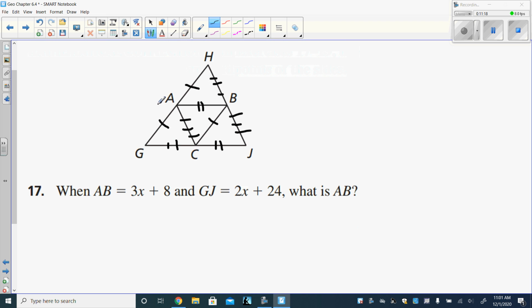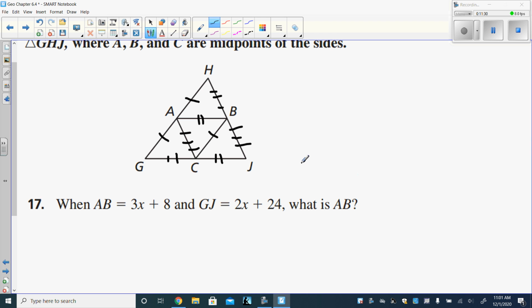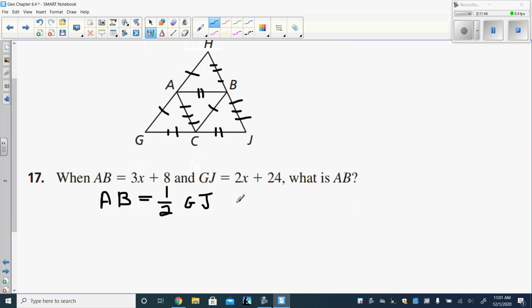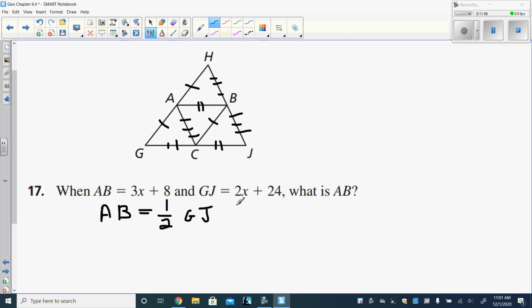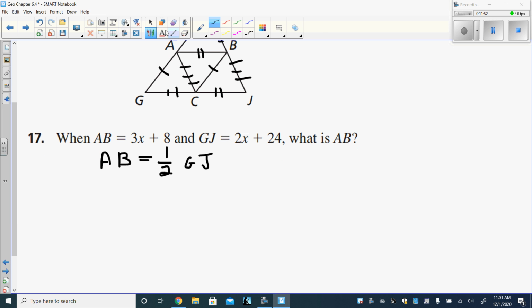Now, for this here, it says when AB is equal to 3x plus 8 and GJ, the other side, is equal to 2x plus 24, what is AB? Well, I know AB is equal to 1/2 of GJ. That's just our mid-segment property. AB, the mid-segment, is equal to half of the big side. And we can use that. Because I know AB is equal to 3x plus 8. So we'll replace that.